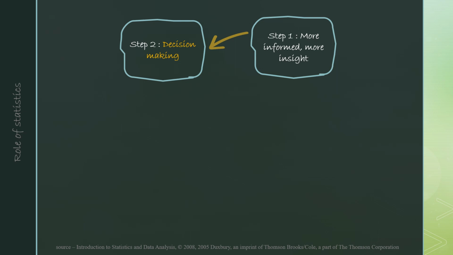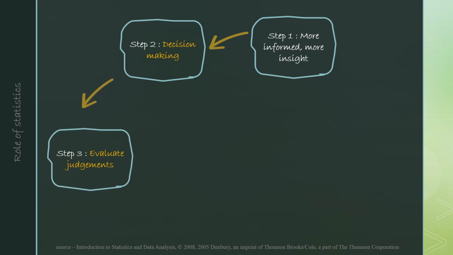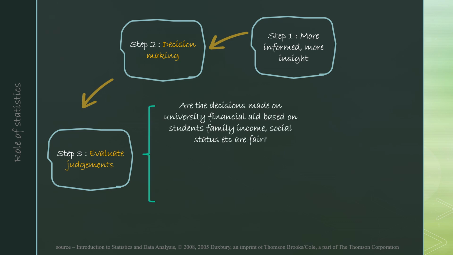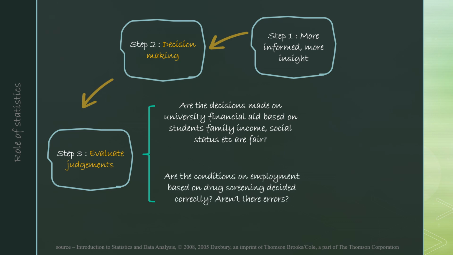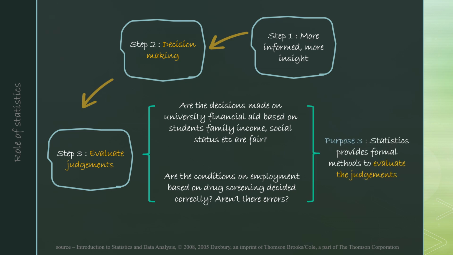Step 3 in statistical study involves reviewing the decisions and evaluating the judgments. Are the decisions made on university financial aid based on students' family income, social status, etc. are fair? Are there still deserving ones left out? Are the conditions on employment based on drug screening decided correctly? Aren't there errors? Is it acceptable to make offers to those under drug influence even if they are few in numbers? What is the tolerance? Statistics provides formal methods to evaluate the judgments.